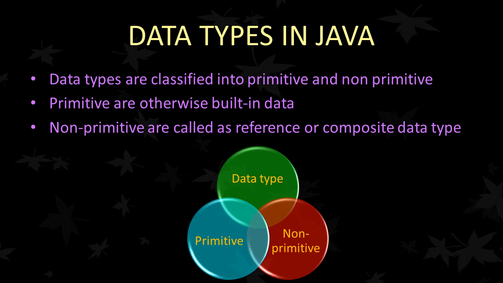Data types in Java. Data types are classified into primitive and non-primitive. Primitive are otherwise built-in data. Non-primitive are called reference or composite data types.